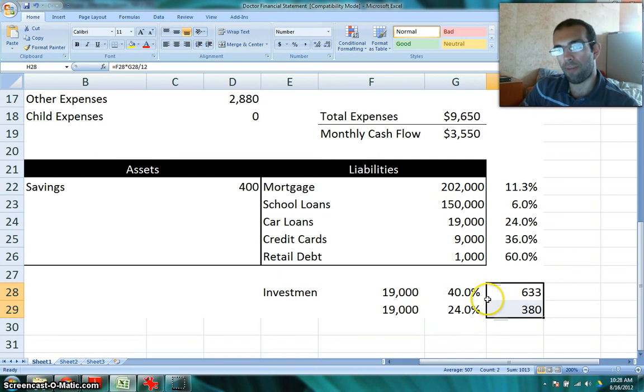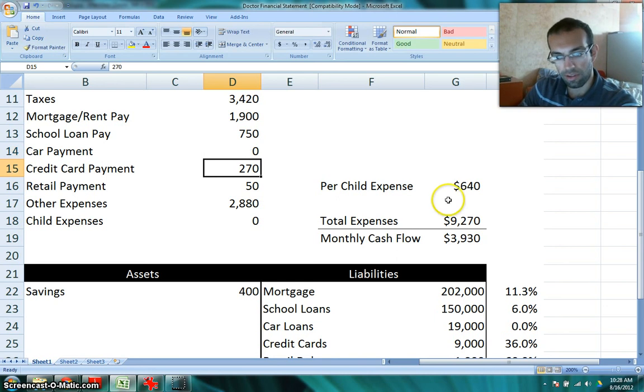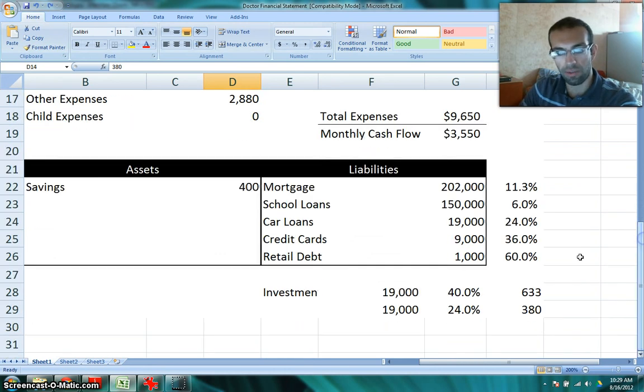So if I decide to pay off my loan here, my monthly cash flow is going to go up by $380. This $380 would drop to zero, decreasing total expenses by $380, so they go down to $9,270, and my monthly cash flow will go up to $3,930. But if I decide to do this investment opportunity, which has a 40% cash on cash return, my total monthly cash flow would go up by $633, which is more than what would happen if I paid off my loan. So in that situation, I would want to do the investment. That's just how I look at it.